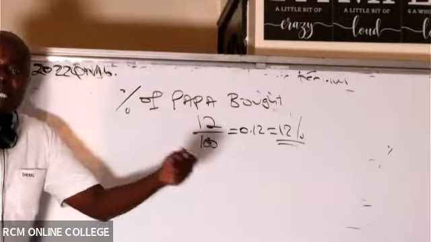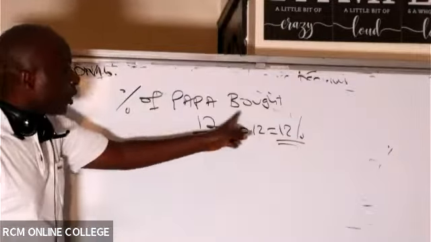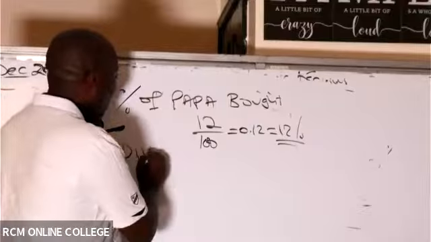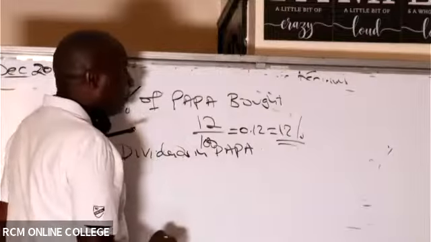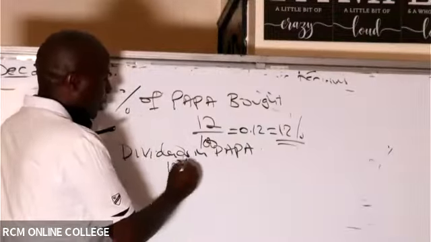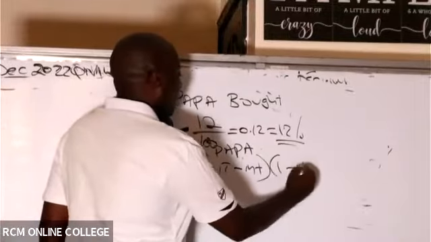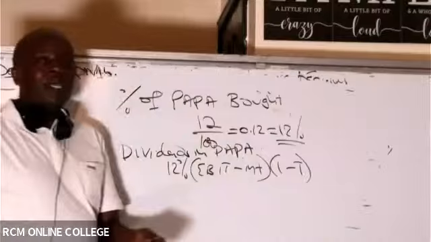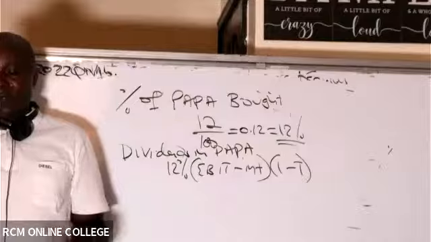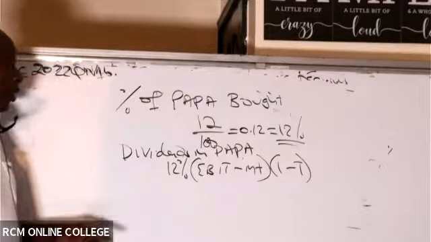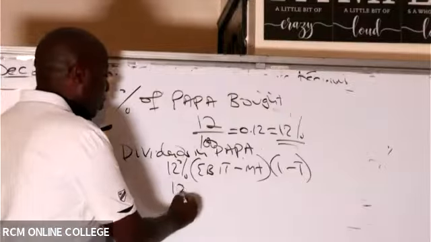And then how much dividends will he get? So look for dividends in papa. Remember, to get dividends, you take his shareholding into EBIT minus interest into 1 minus tax, because we're looking at dividends being paid out of PAT, out of profits after tax. So dividends in papa, ladies and gentlemen, this will be 12%.